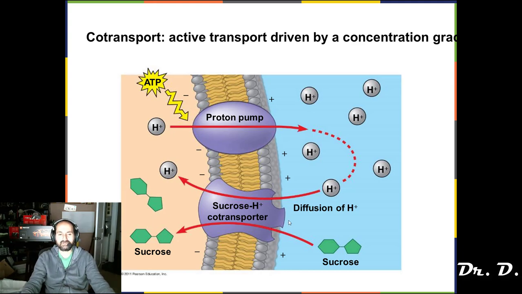What can you use that energy for? The energy of diffusing protons is being used through energy coupling to pump sucrose into the cell actively. So hopefully you understand that. In this case, you're doing active transport of sucrose, but not by ATP directly, though it's indirectly, but by diffusion, which is a different spontaneous process, which also in its own right produces energy.